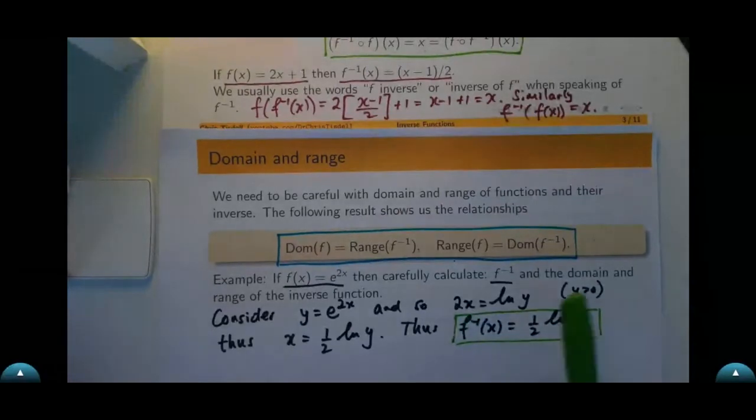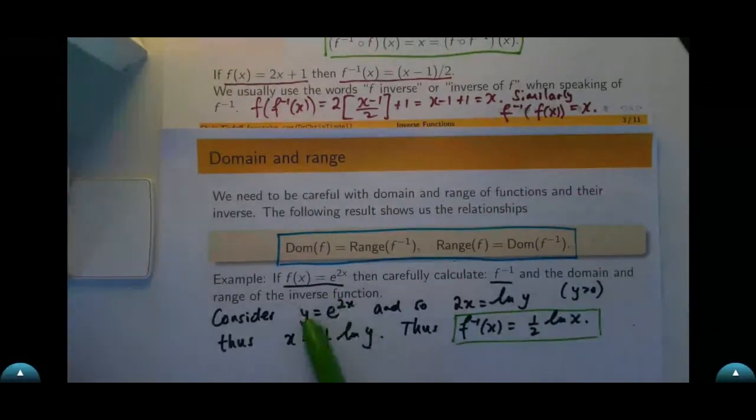So what I've done there, Russell, is I've taken the natural logarithm of both sides, and the log and the e cancel out.